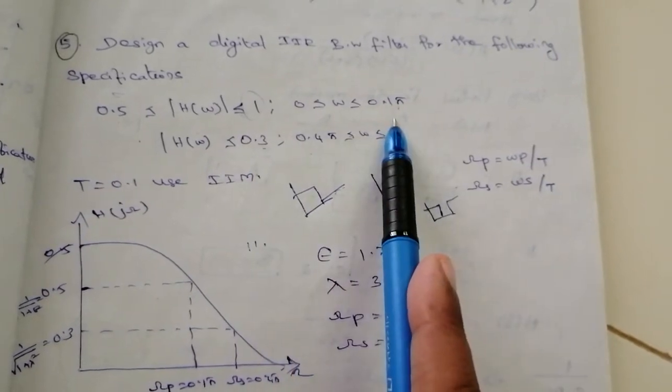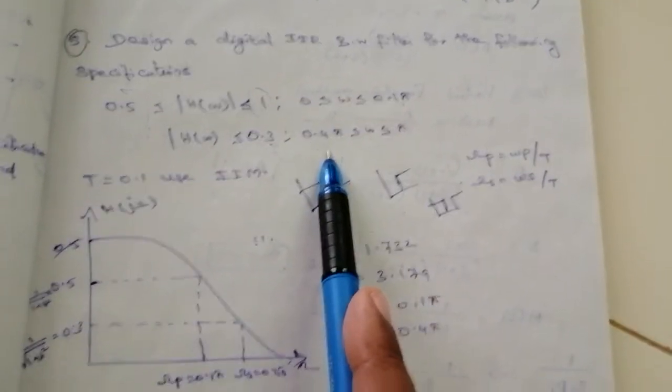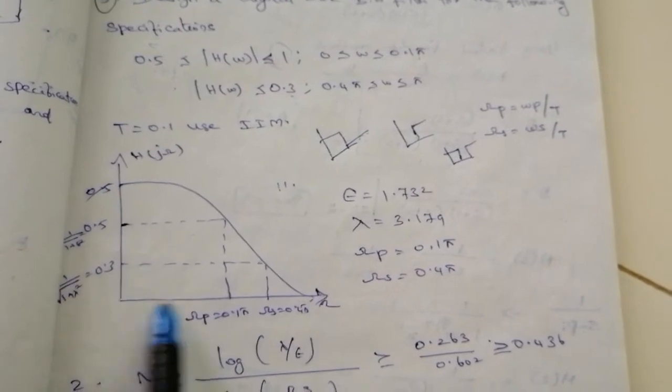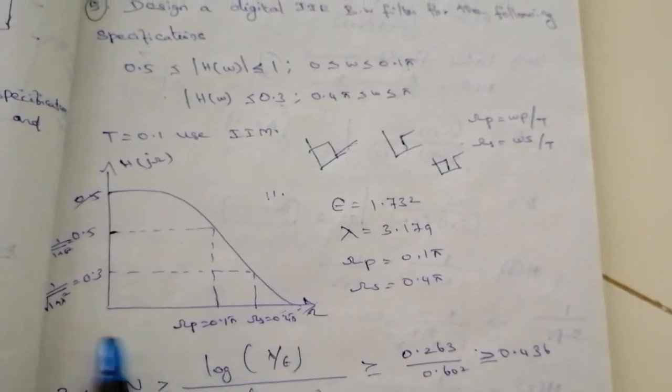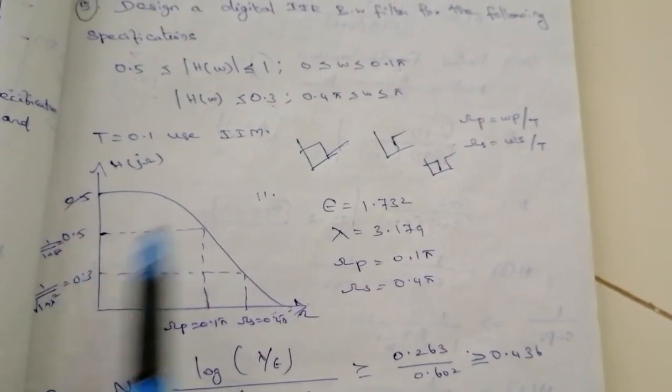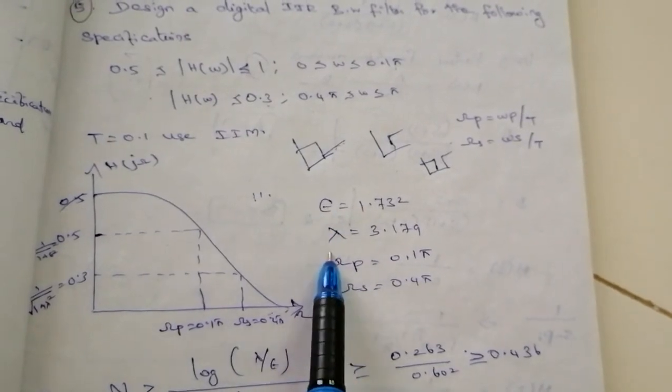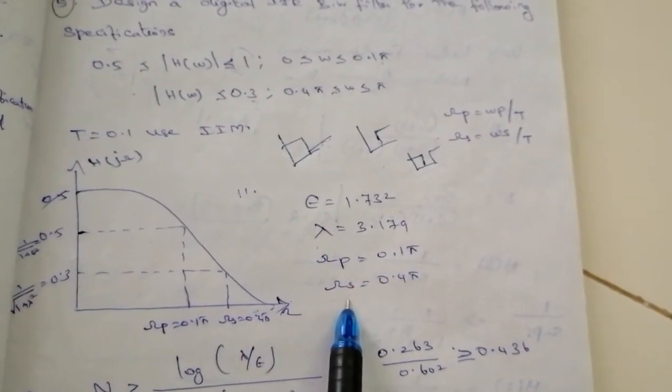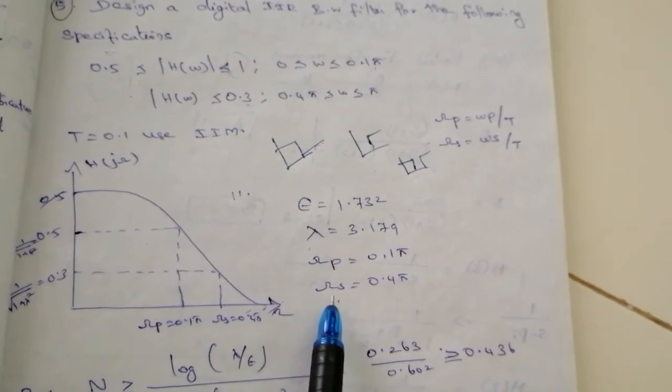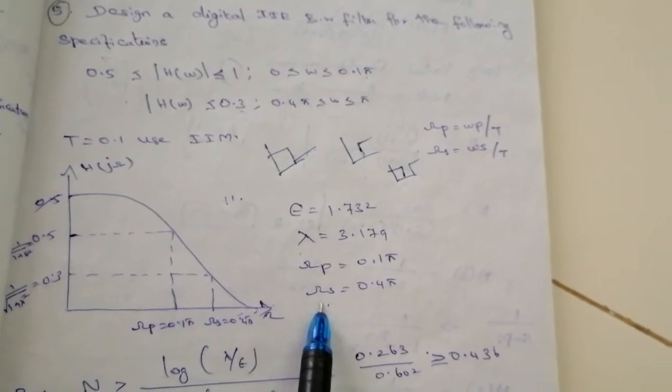And 0.1 pi is nothing but sigma p. 0.4 pi is nothing but sigma s. So likewise we have drawn the frequency response curve. So from that simplification we can get the value of epsilon and lambda. This is sigma p and sigma s. Okay, so here we have noted down the one point.